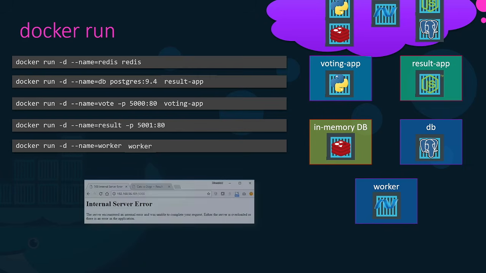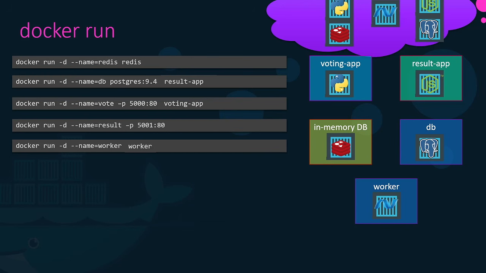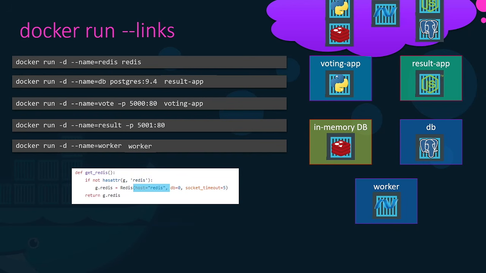So how do we do that? That is where we use links. Link is a command line option which can be used to link two containers together. For example, the voting app web service is dependent on the Redis service. When the web server starts, as you can see in this piece of code on the web server, it looks for a Redis service running on host Redis. But the voting app container cannot resolve a host by the name Redis.